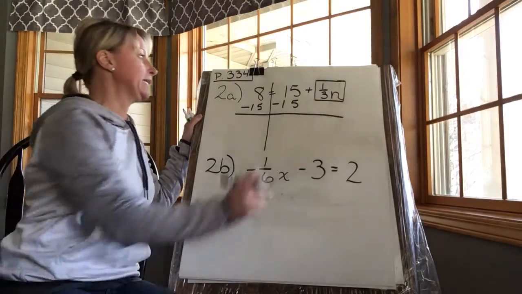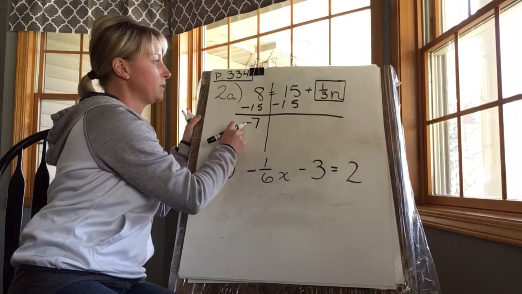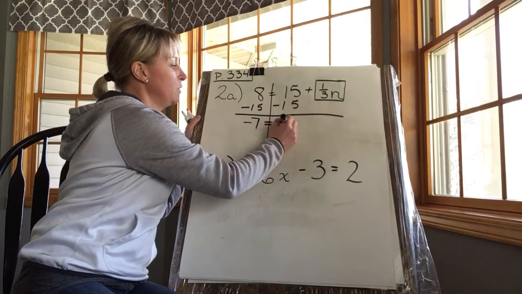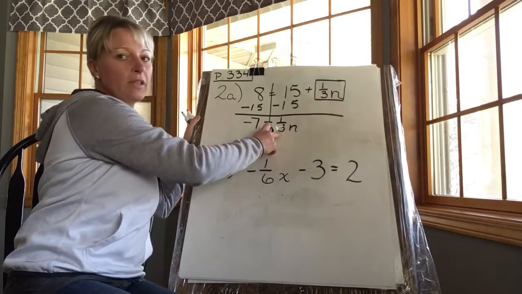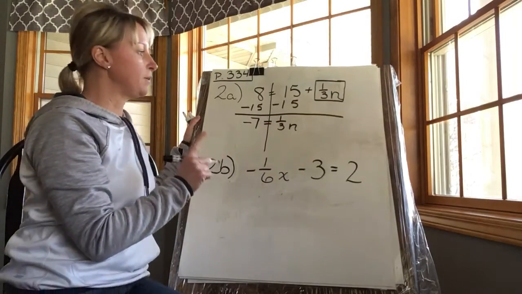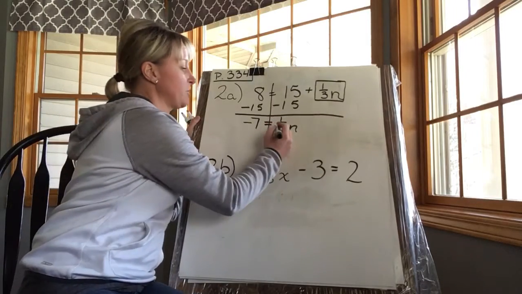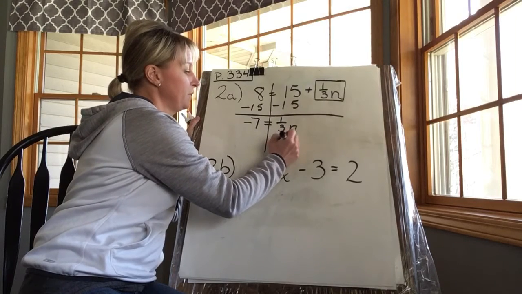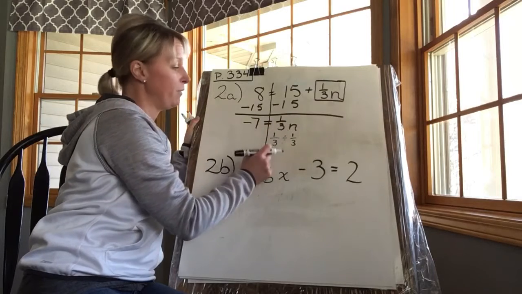15 minus 8 is 7, but bring down the negative, so it's a negative 7. So negative 7 equals 1/3 n. I can show you the long way: the opposite of multiplying is dividing. With a fraction, the long way would be dividing by 1/3, because that's what you're doing.